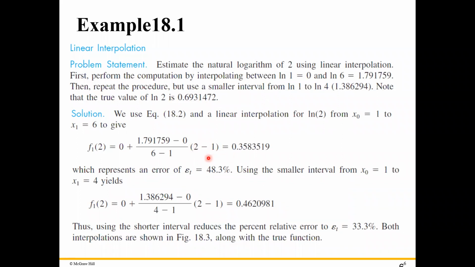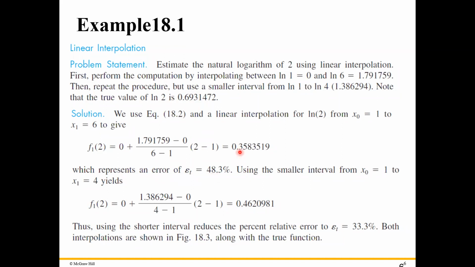So in this case, we can see that the answer is 0.3583519. This answer is very different from the real value. By our calculator, the value of log 2 is 0.69, but the answer which we have found is 0.35. So in this case, the true percentage error is 48.3%.